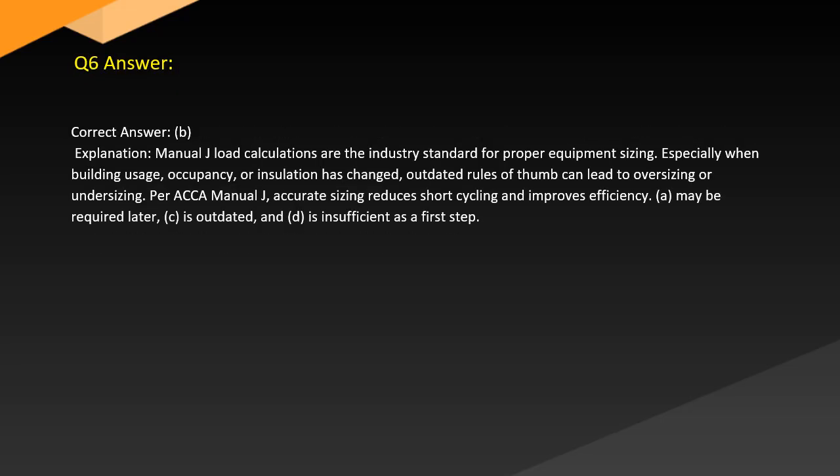Answer. Correct answer: B. Explanation. Manual J load calculations are the industry standard for proper equipment sizing, especially when building usage, occupancy, or installation has changed. Outdated rules of thumb can lead to oversizing or undersizing. Per ACCA Manual J, accurate sizing reduces short cycling and improves efficiency. A may be required later, C is outdated, and D is insufficient as a first step.